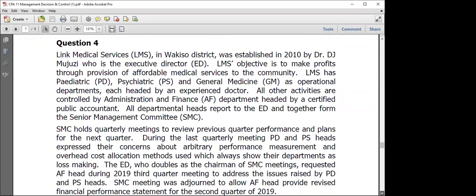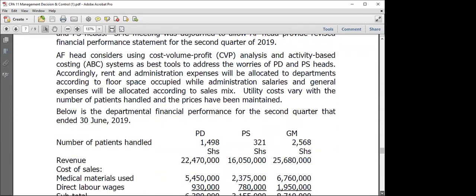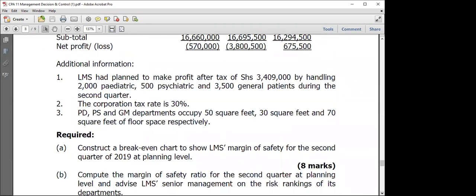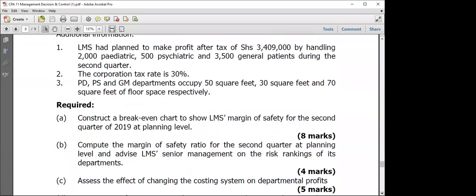This question four was asking us, what was it asking us here? Now, question four is asking us to construct a break-even chart to show LMS's margin of safety for the second quarter of 2019 at planning level. Now, the break-even chart, you'll find it in the cost volume profit analysis topic, and we shall try to understand how we draw a break-even chart for an organization. So that's what they were asking, and they were giving you over 8 marks.